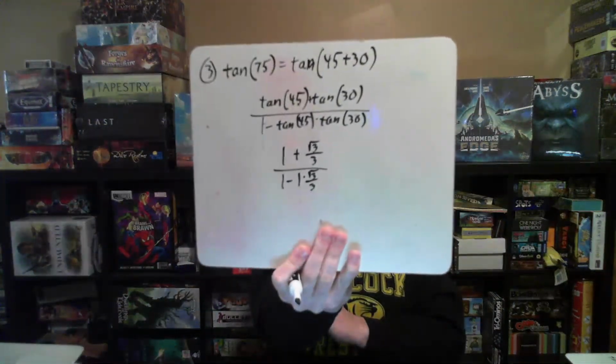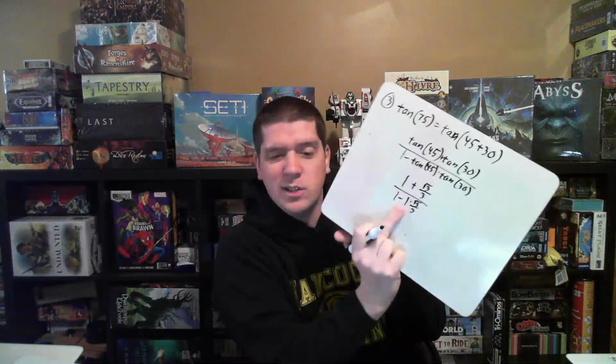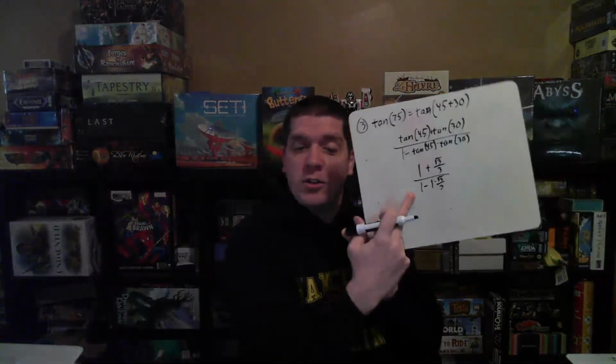So with that, tangent of 45, well, that's just a 1, plus tangent of 30, which is square root of 3 over 3, over 1 minus 1 times square root of 3 over 3. Well, the nice thing is with the times 1, I can basically just ignore that 1, but I do want to make each one of these tops and bottoms into fractions.